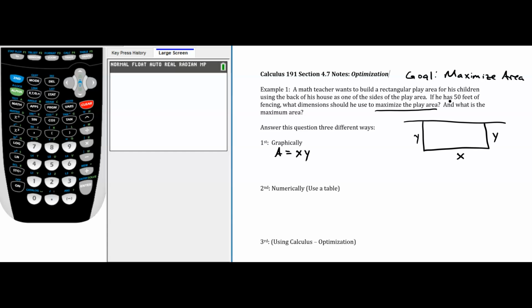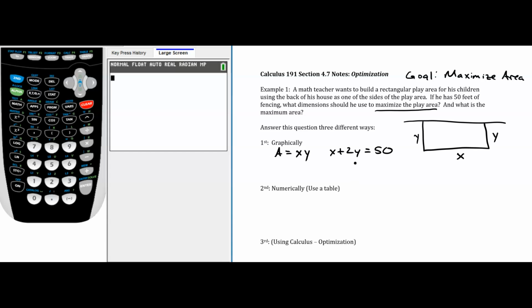Okay, and I can also see that another constraint in this problem is the fact that I've got 50 feet of fencing to work with. So even though I want to maximize the area, and the area is going to be x times y, I need to figure out the best x and the best y given the fact that we've only got 50 feet of fencing. And so if there's 50 feet of fencing, then that's another equation that I can come up with, and that equation would be x plus 2y is equal to 50. So this is what I call the primary equation in this problem, and this is what I call the secondary equation.